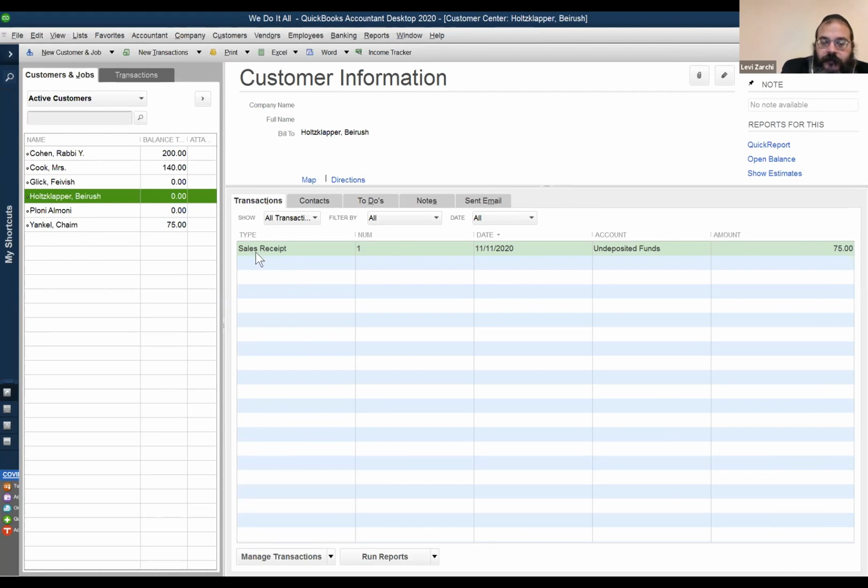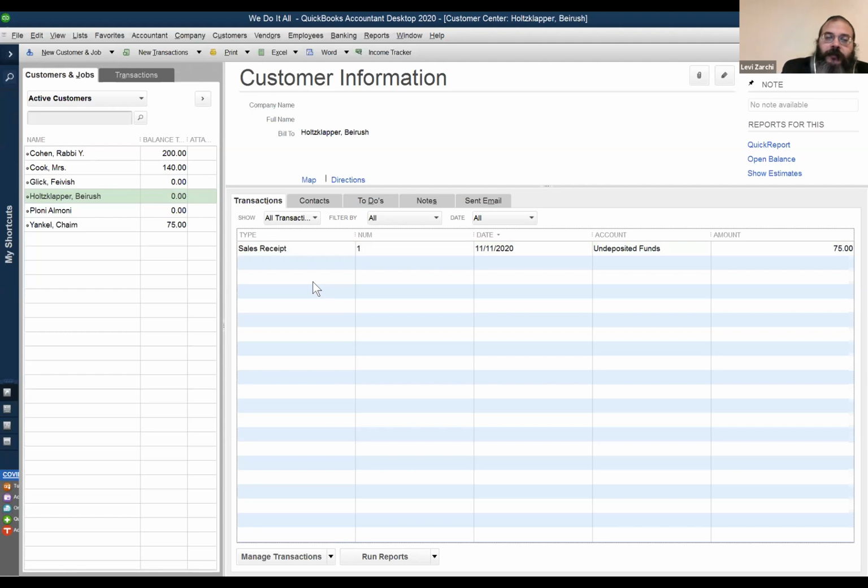If you have two sales receipts, see that. Where do I see the receipts? In the right window. If you got two sales customer receipts, that means your income went up. Your assets went up. Your sales went up.